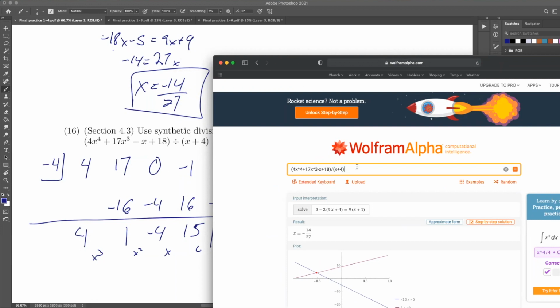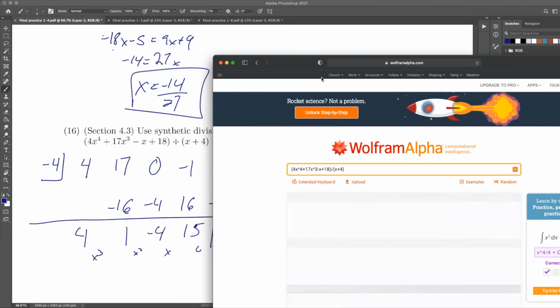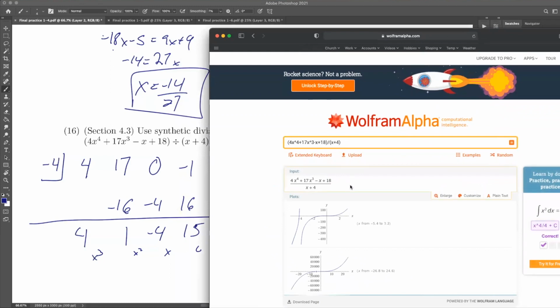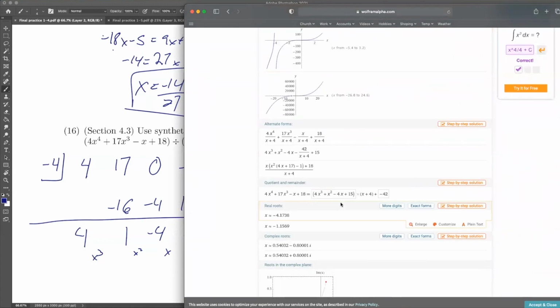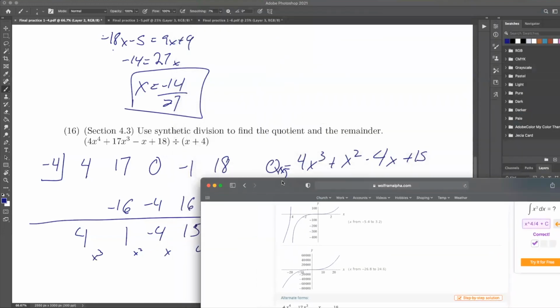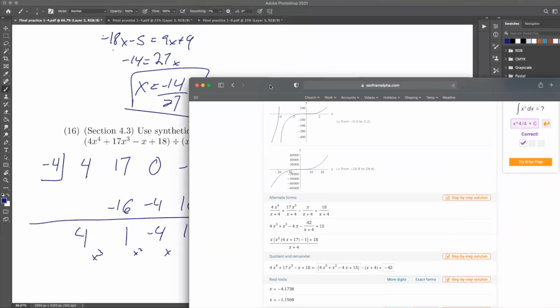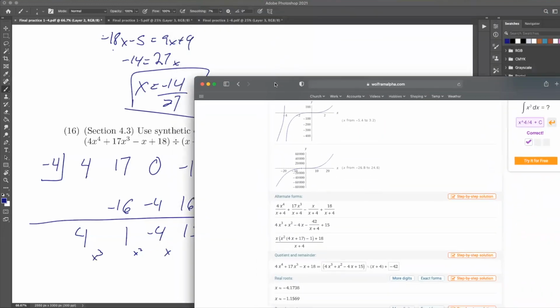Just hit enter. Here we go. Here we get what we want. Here we have the quotient and remainder. So here's our quotient. So we got 4x cubed plus x squared minus 4x plus 15. So we got that correct. And we have the minus 42. So here are the two answers right here in the quotient and remainder. Okay.